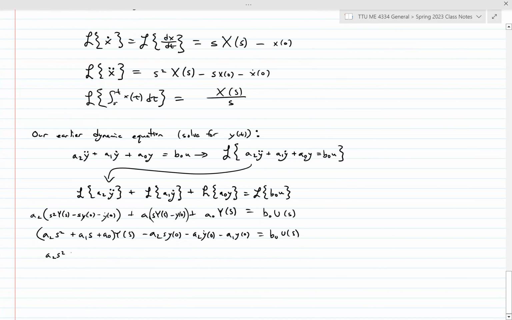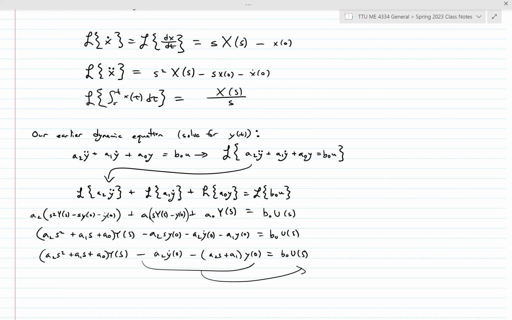So I'll write it out one more time here. And then we're going to have A2 Y dot. And then let's group in those last terms, A2S plus A1 times Y0. Okay. Now that we've done this, what do we need to do next? We have to take all these things, bring them over to the other side, and then solve for Y of S, right?